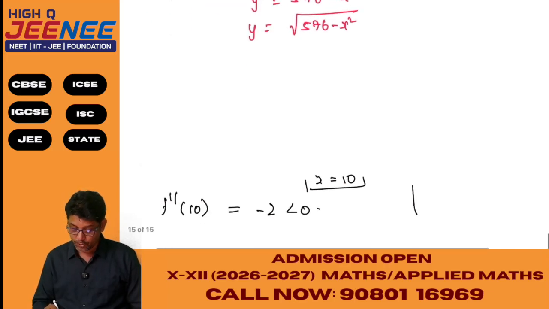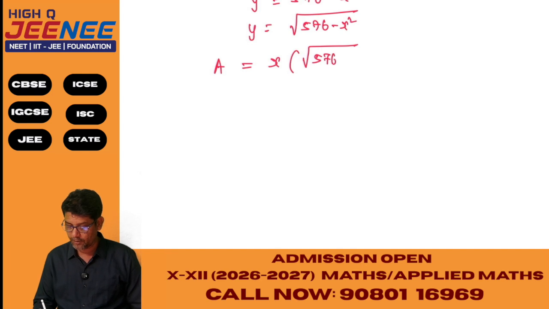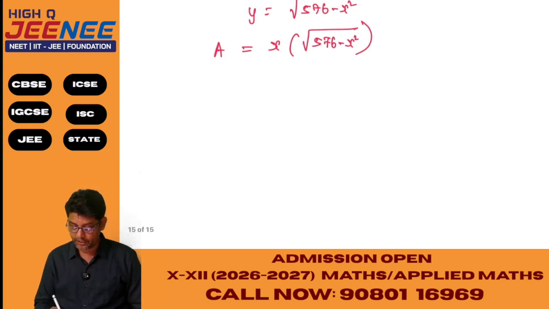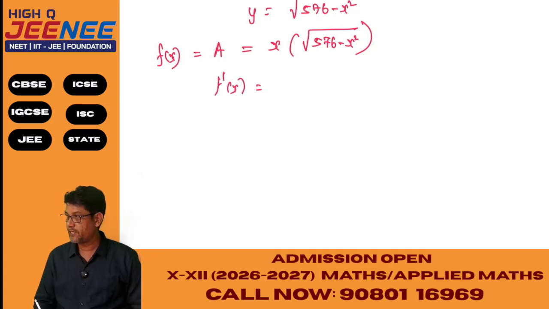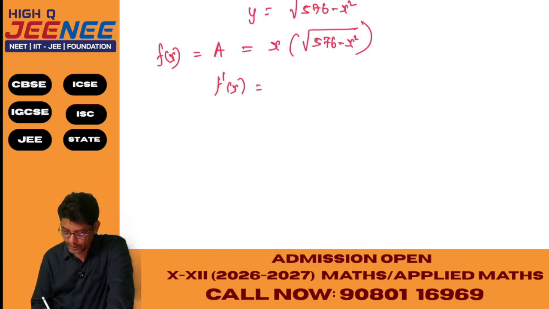Now, what is the required function, the area of the rectangle? So area is equal to x into y, which is x root of 576 minus x square. This is our f of x. We have identified f of x. Now find f dash of x. Use the u into v rule. What is the u into v rule? Keep u as it is.